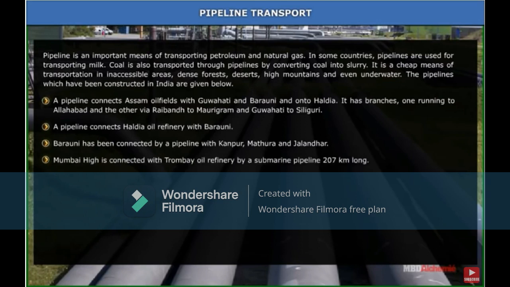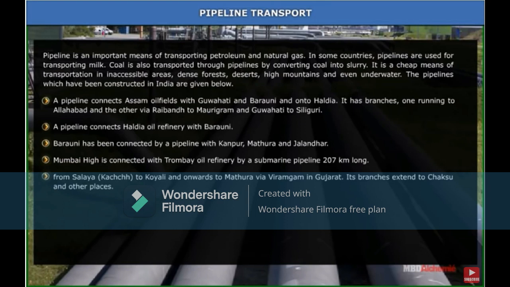Mumbai High is connected with Trombay oil refinery by a submarine pipeline 207 km long. From Salaya, Kutch to Koyali and onwards to Mathura via Viramgam in Gujarat. Its branches extend to Chaksu and other places.